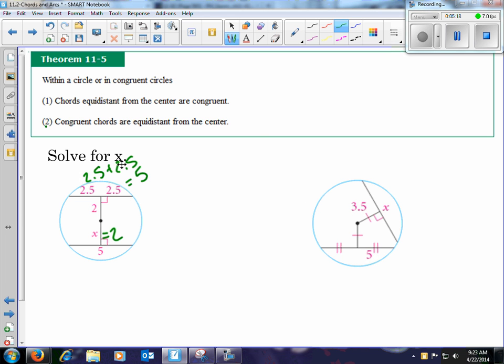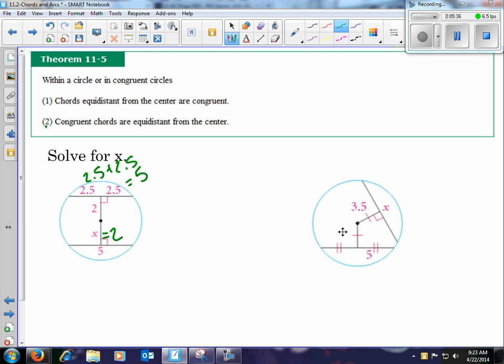Now, all this stuff seems relatively simple, except for the fact that if you don't know these theorems. So the thing that you need to remember this section is to memorize your theorems and know the properties of your circles.